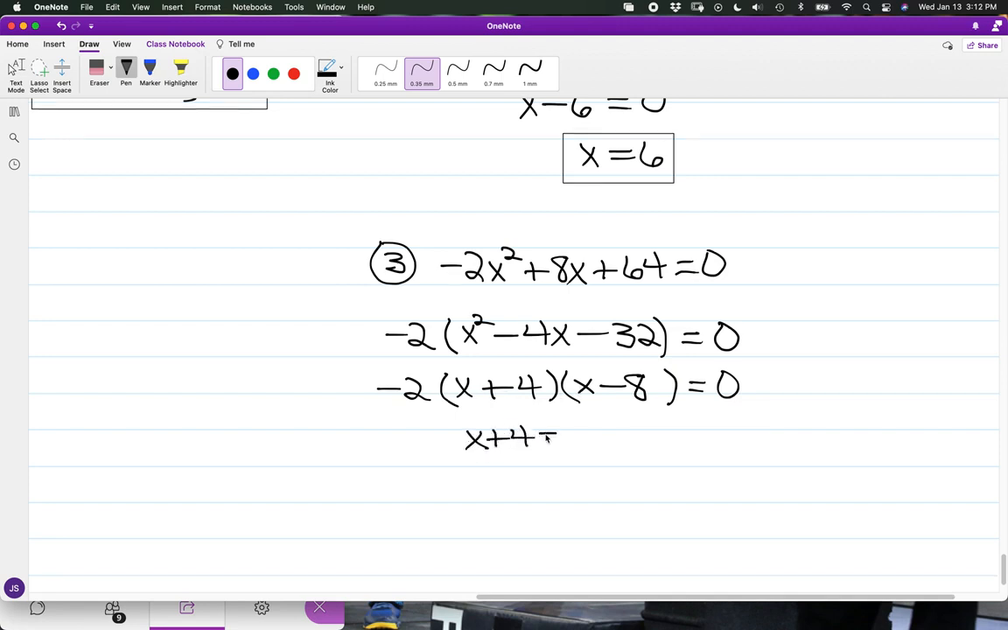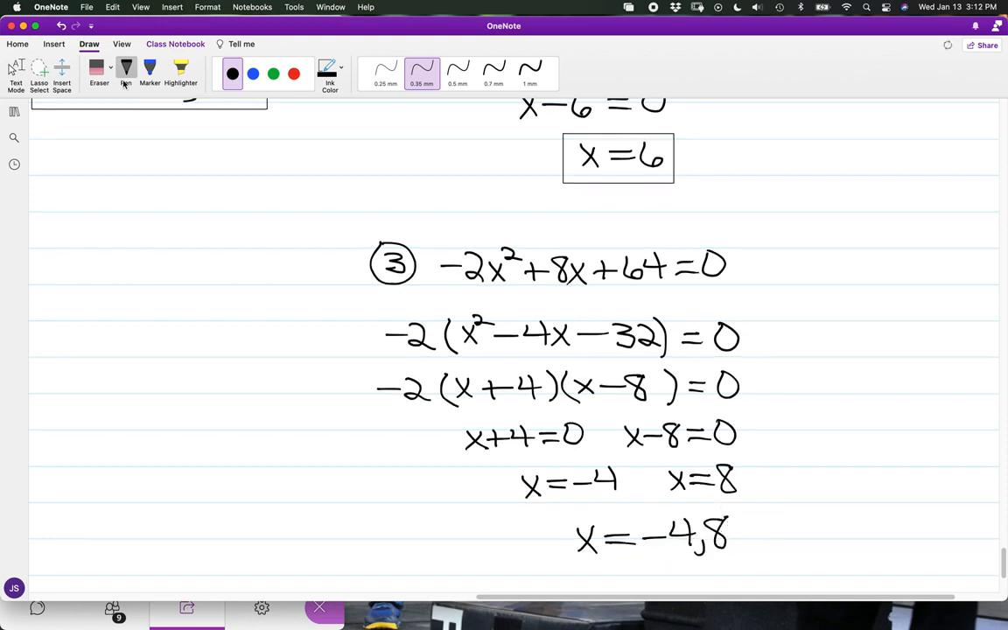So we have x plus 4 is equal to 0. We also have x minus 8 is equal to 0. And if x plus 4 is equal to 0, we have x equal to negative 4. And for x minus 8 equal to 0, we have x is equal to 8. And you can always go back and check, and those will be the solutions.